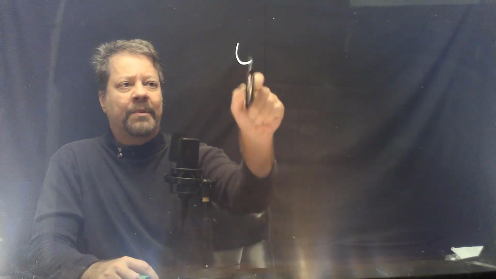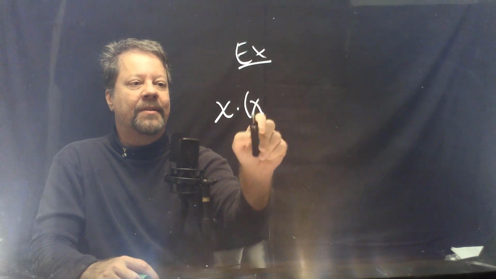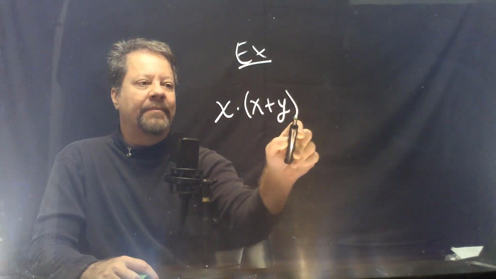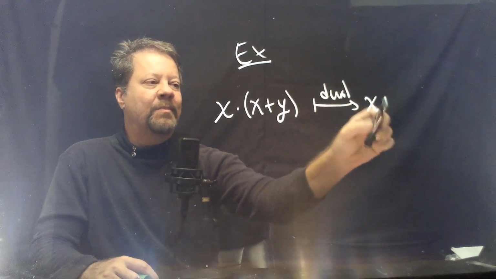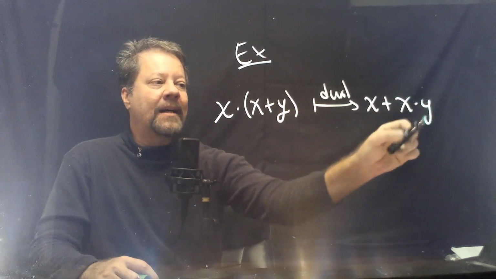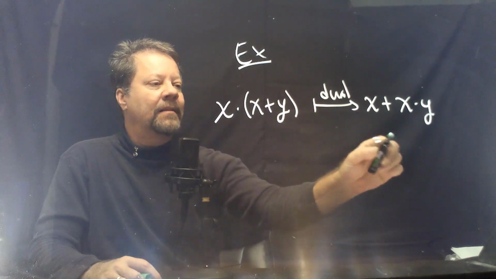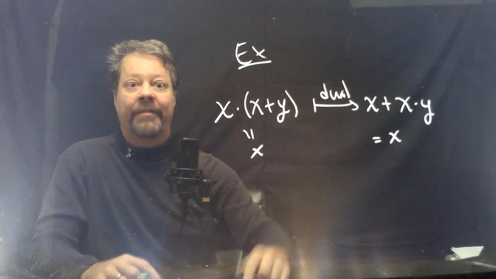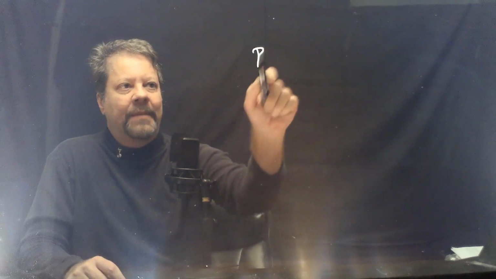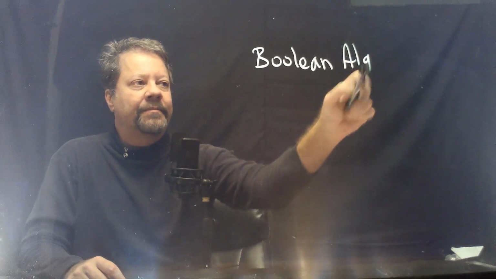As another example of the dual of a Boolean expression, suppose we have x times x plus y. The dual will be x plus x times y. Notice that this simplifies to just x, but this also simplifies to merely x. More generally, we can talk about Boolean algebras.